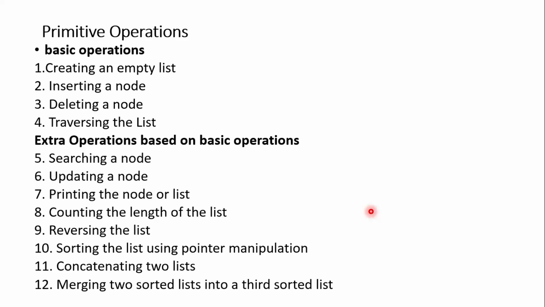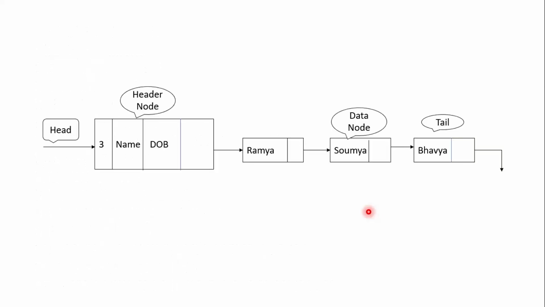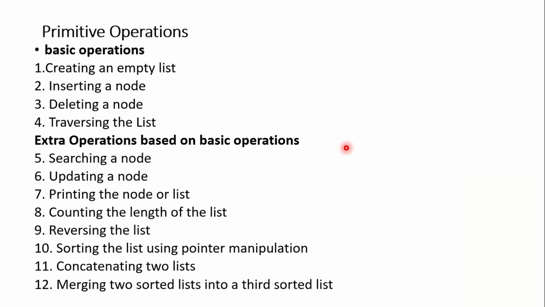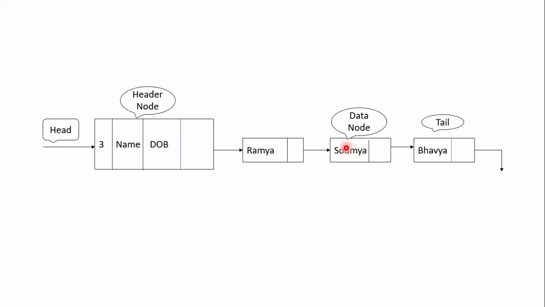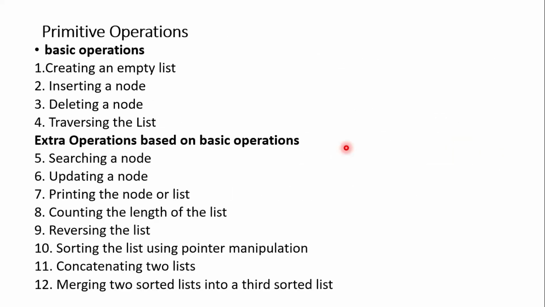Next, you will insert a node. This is called a node, a data node. So if you want to insert extra elements or extra nodes after defining the list, you can insert a node. That is one operation. Next, if you think a node is not relevant here and want to delete it, then you can delete that node.